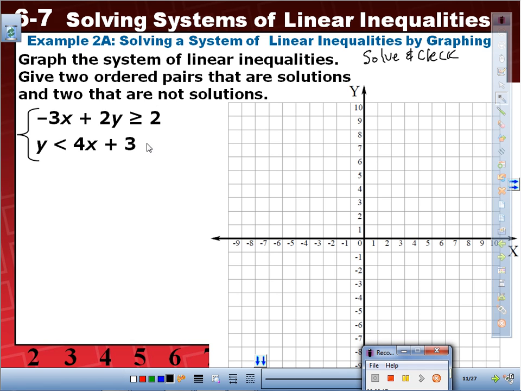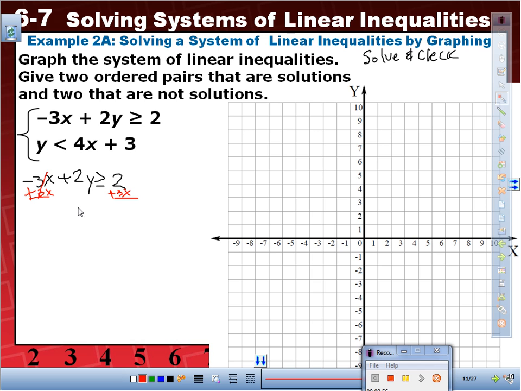Are both of these already solved for y? No, this one needs to be solved for y. So therefore, check this out. I'm going to rewrite this right here. Negative 3x plus 2y greater than or equal to 2. To solve for y, I need to add 3x to each side. I'm left with 2y greater than or equal to 3x plus 2.